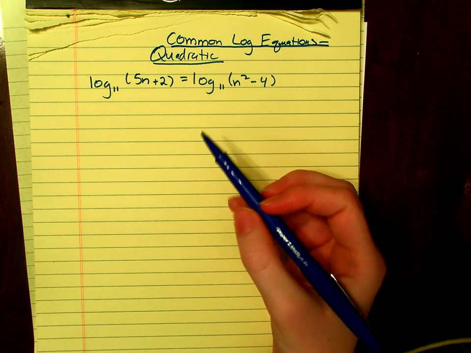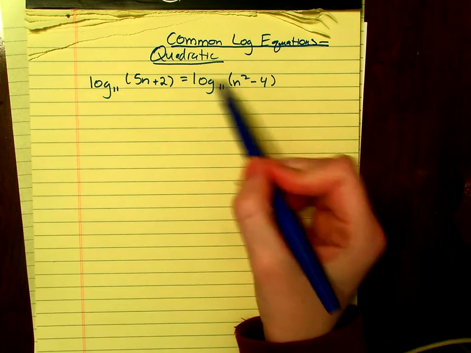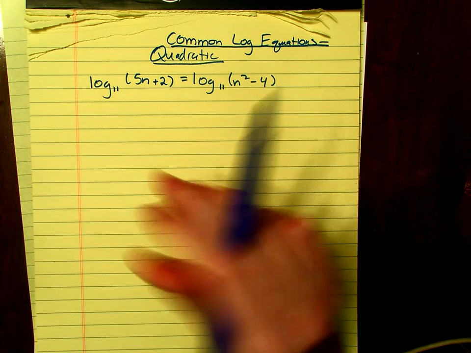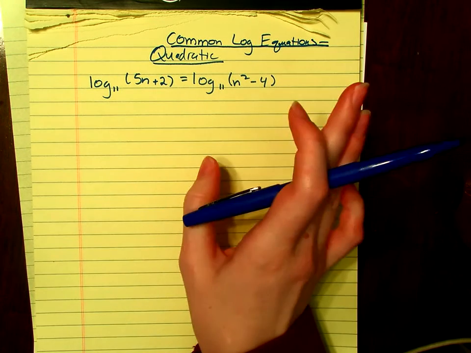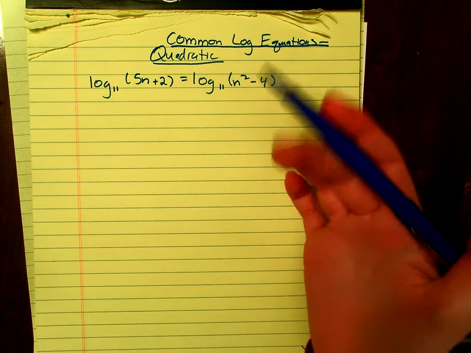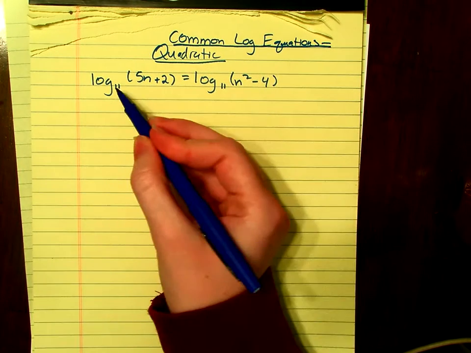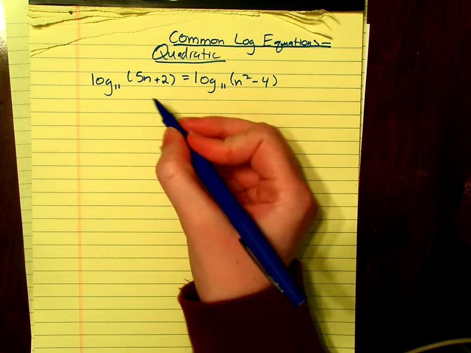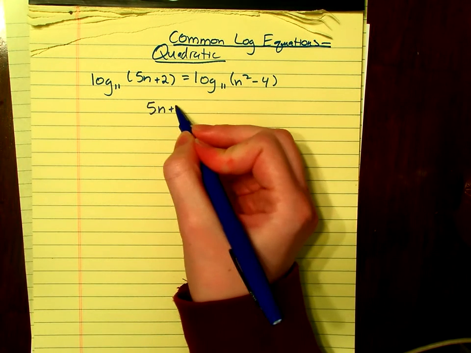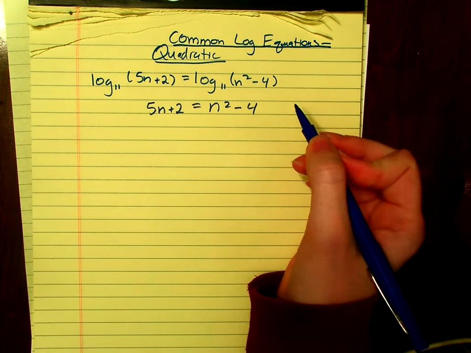Alright, today we're going to go over common log equations where now we've got quadratics inside. Now really it works the same way as common log equations with linear, it's just that now we're having to solve a quadratic equation. Good thing that we just did that. So here we notice they both have base 11, so I can go ahead and set 5n plus 2 equals to n squared minus 4.